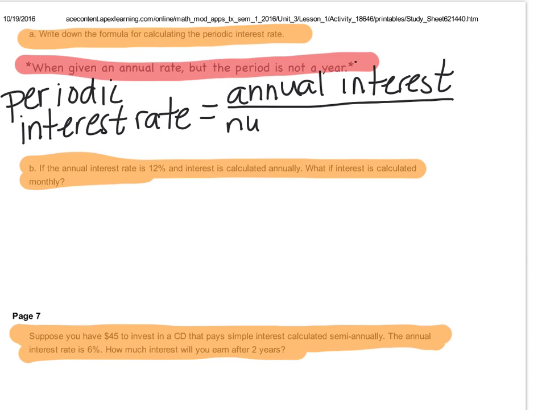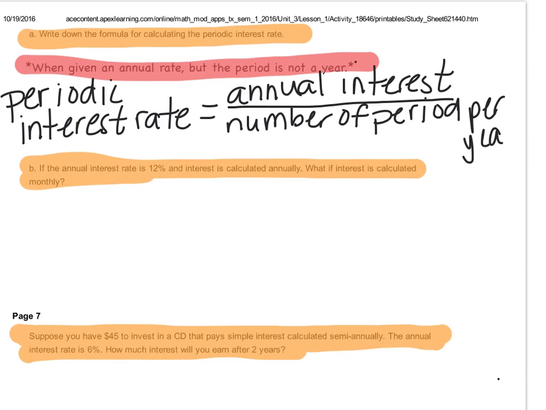So if it says semi-annually, then you know you're going to have twice a year. If it's quarterly, then that's 4 times a year. And if quarterly is bothering you, just think about, you have 4 quarters in $1. So if it says quarterly, just know that it's going to be divided by 4. Okay, periods per year. Sorry, my handwriting isn't great, but that's okay. So it's the annual interest rate divided by the number of periods per year.